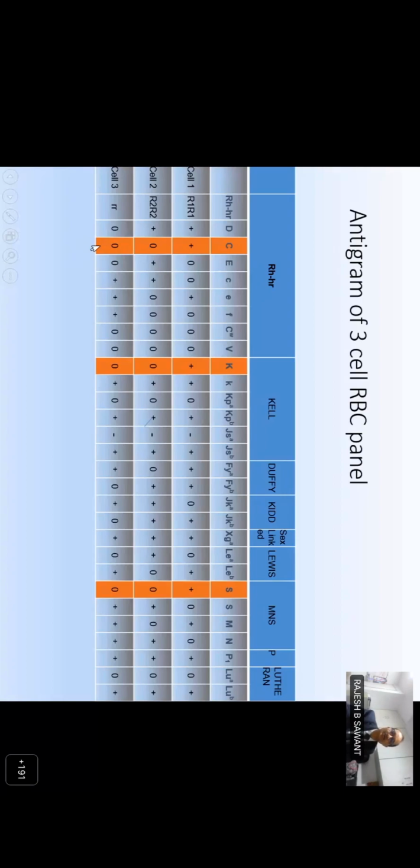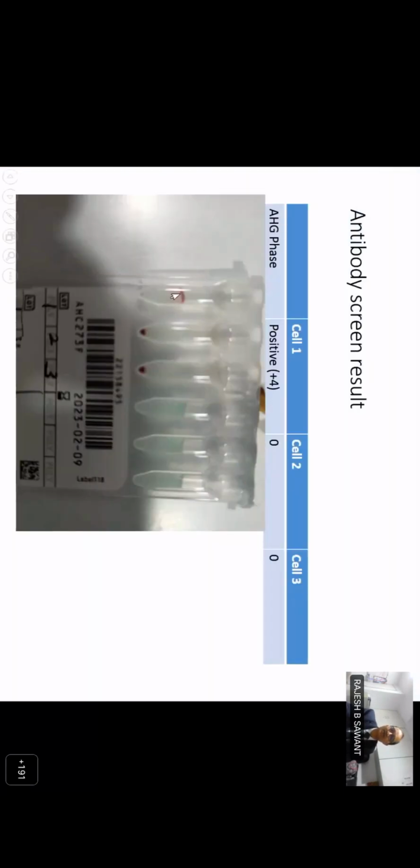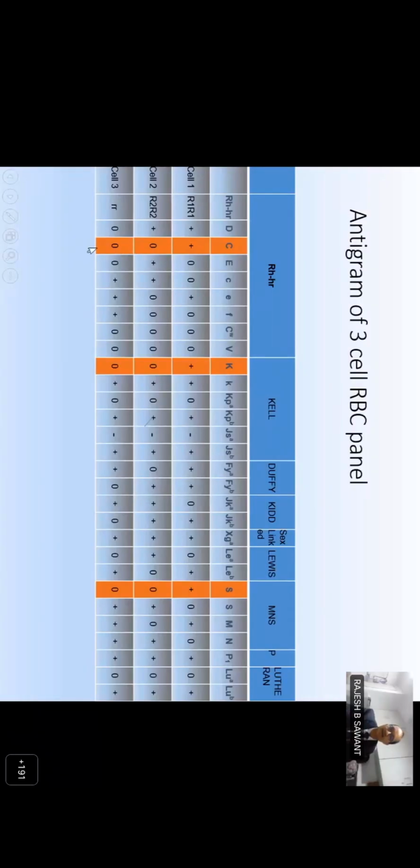Now, if we go back to the results here, cell 1 is positive, cell 2 and 3 are negative. When you interpret, you look at the same pattern. Which are the particular antigens which may lead to a positive reaction with cell 1 and negative with cell 2 and cell 3? You are seeing that with C, you are getting such a type of reaction. With capital K, you are getting a similar reaction, and also with capital S, a similar reaction. Same result. Correct? Yes, sir.